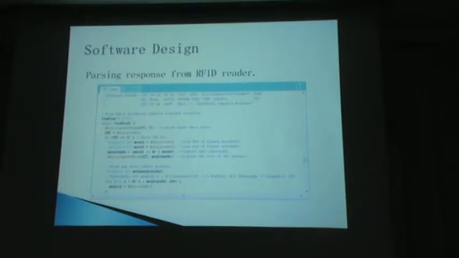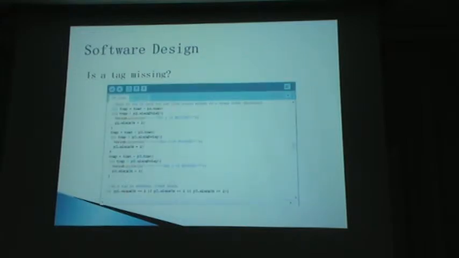Next, this is the code parsing the response from the RFID reader, where there's again the response code in the sample code commented, and then my code is able to parse the information and retrieve the TID from the response. Once I have the TID, I check if the tag is missing. Whenever a tag is read, it updates its profile with the time it was last seen, and then compares that to the current time. If the tag hasn't been read for a certain amount of time, it alerts the microcontroller, which then sounds the buzzer and displays the message on the LCD.